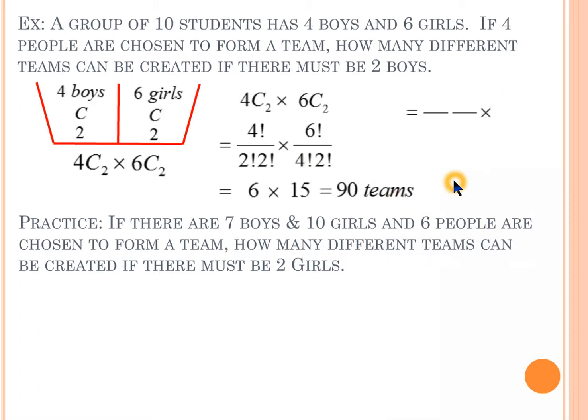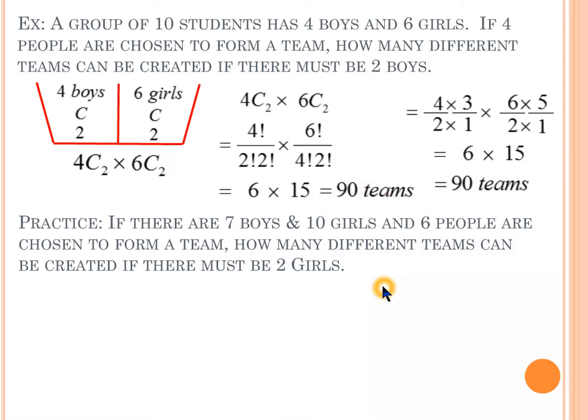You could do it the other way as well. 4 times 3 times 2. Sorry, you could use the other way here, and you will still get 90 teams. I'm just going to ignore this part right now. I'm just going to simply stick to the formula here, n factorial over r factorial times n minus r factorial, and I get 90 teams.